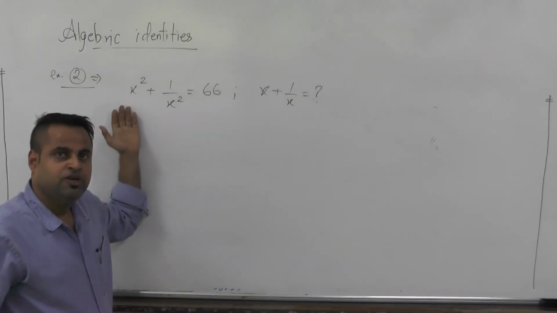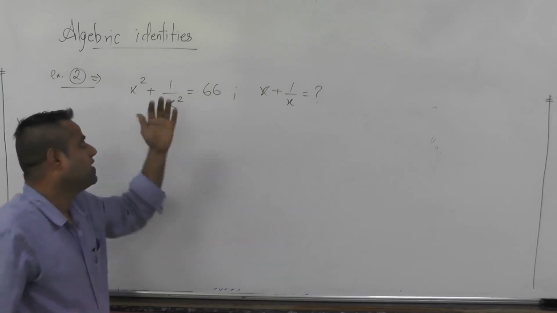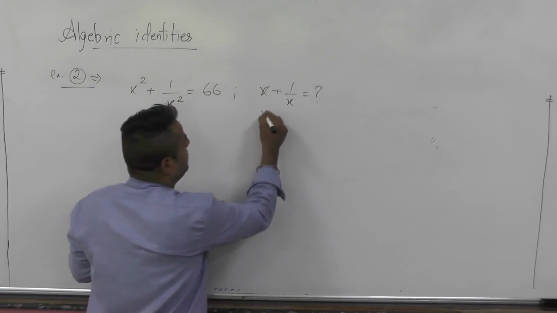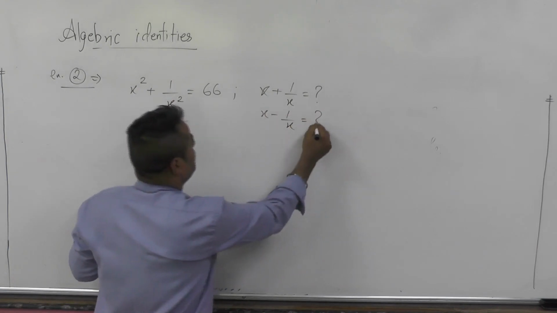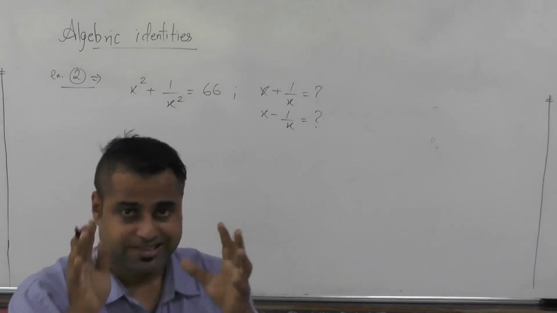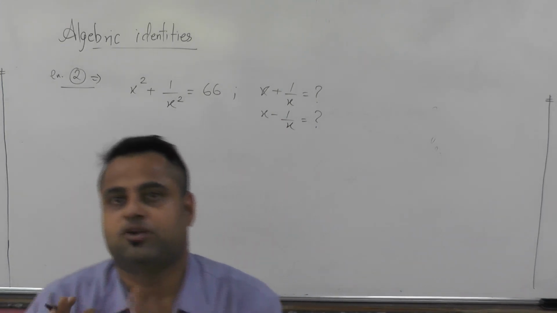Before that, we got the value of x plus 1 by x, and we needed to find x square plus 1 by x square. Now we have x square plus 1 by x square, and we need to find x plus 1 by x, or we can write x minus 1 by x as well. Both the values we will find out with this one. Okay, now see carefully how we are doing that.